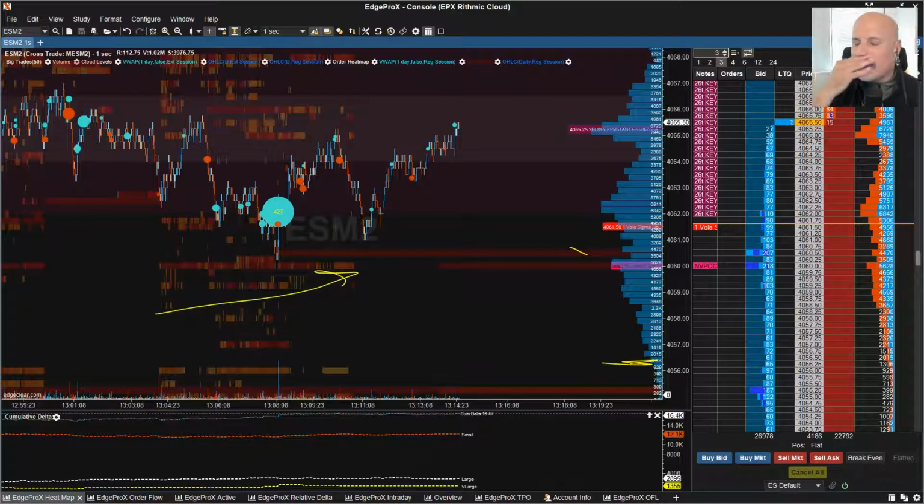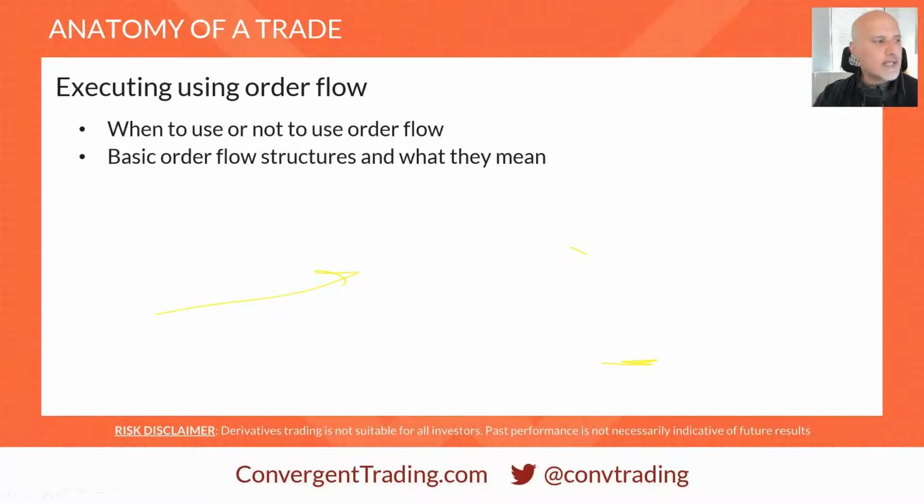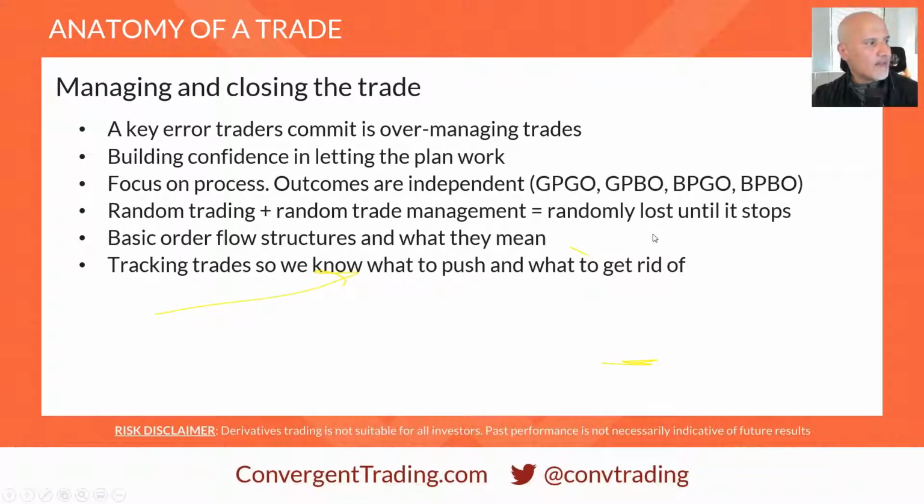I need to cut this off here. This is way, way longer than it needs to be or was expected to be. There was a lot I wanted to cover here: managing, closing the trade. The thing I want to leave you with right now, and I went into a lot more detail than I expected, this has turned into really a course, is the focus on process.